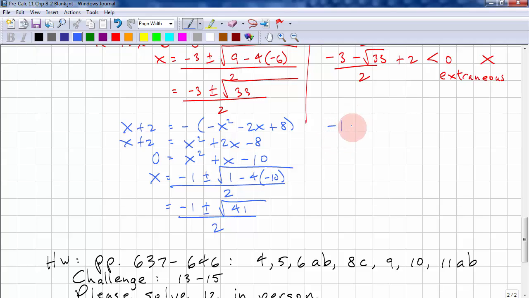Negative 1 plus square root 41 all over 2 plus 2. Again, this is going to be positive, so the solution's good. This is big, this is small, it's going to become positive. Negative 1 minus square root 41 over 2 plus 2. And this is a big negative. It's bigger than 4, so this whole thing's negative. Extraneous.